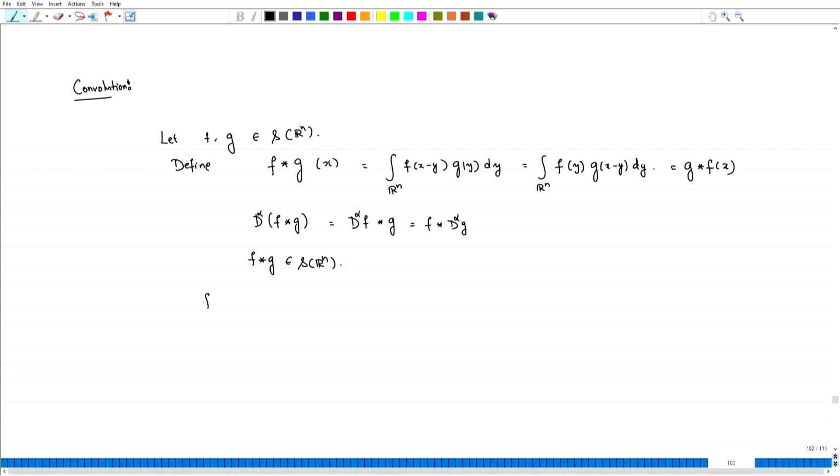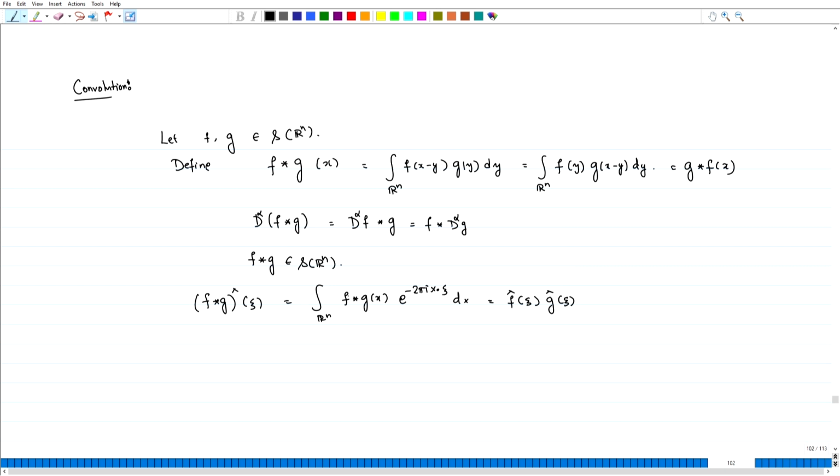Therefore, (f convolution g) hat at xi is the integral over R^n of e to the power minus 2 pi i x dot xi dx, and then by opening up the definition of f convolution g and changing the order of the integral, exactly as in the case of R, we will get that this is f hat of xi times g hat of xi. Okay.